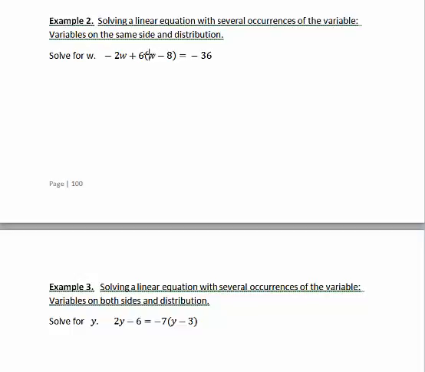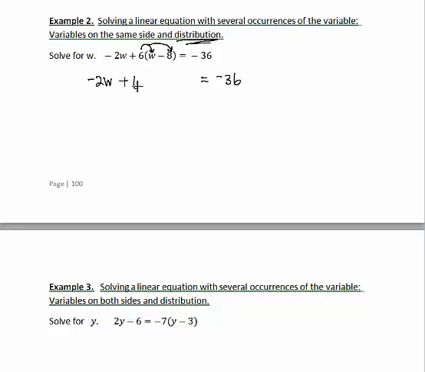Example 2. Now the variable is on the same side, however we have some parentheses that we need to deal with by applying the distributive property. So we're going to leave most everything alone. 2w. The right side is going to remain negative 36. And we're just going to mess with the parentheses. We're going to distribute the 6.